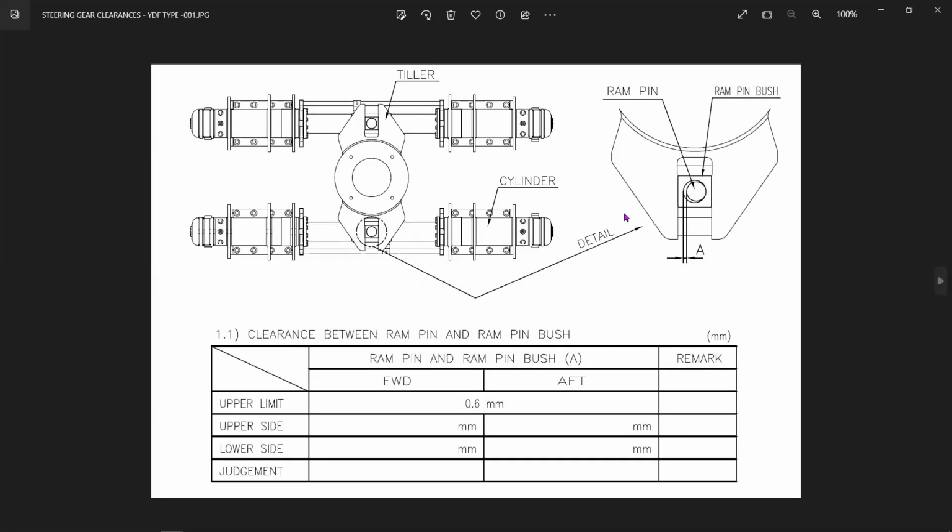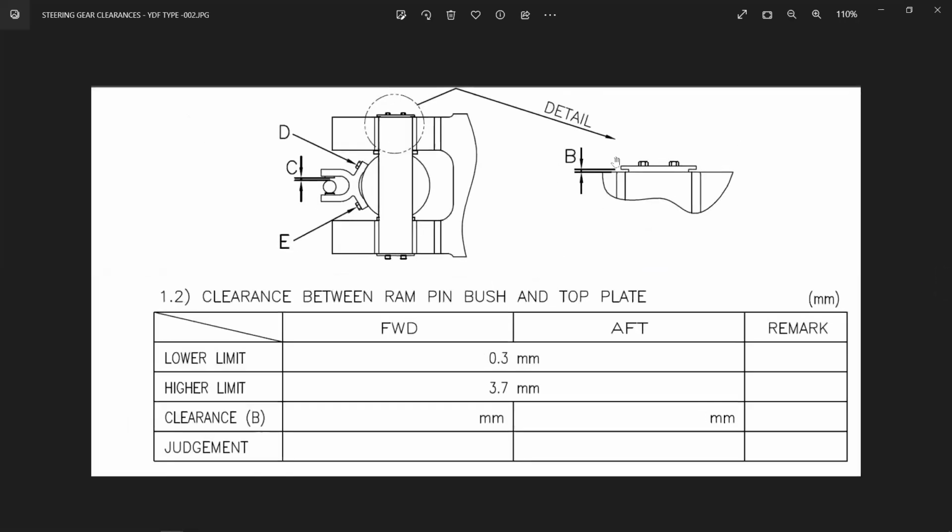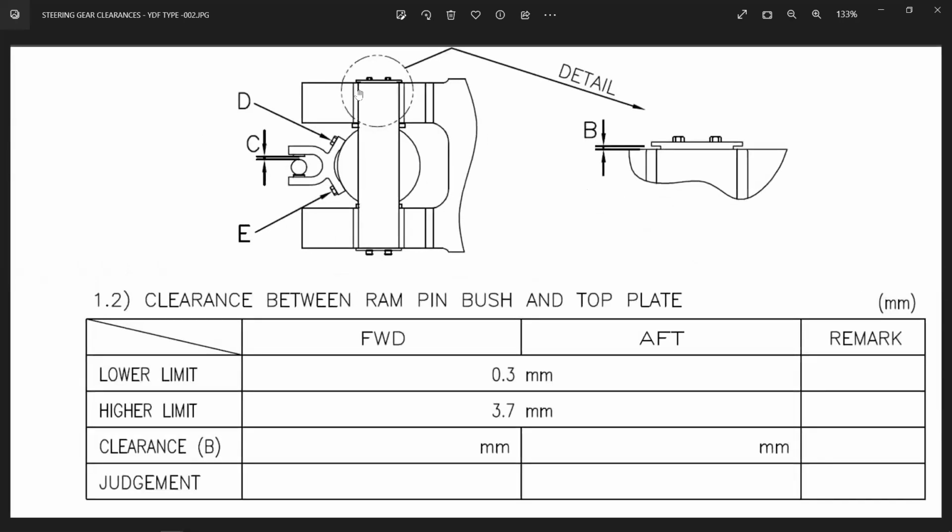So what you see here, you've got this one clearance which is there between the ram pin and the ram pin bush. The central radial ram pin, the small one, is passing through the rams. उसके बीच में और bush के बीच में clearance थोड़ा होना चाहिए, ठीक है? Little amount of clearance. Then along with that, you have the clearance which is there at the top.